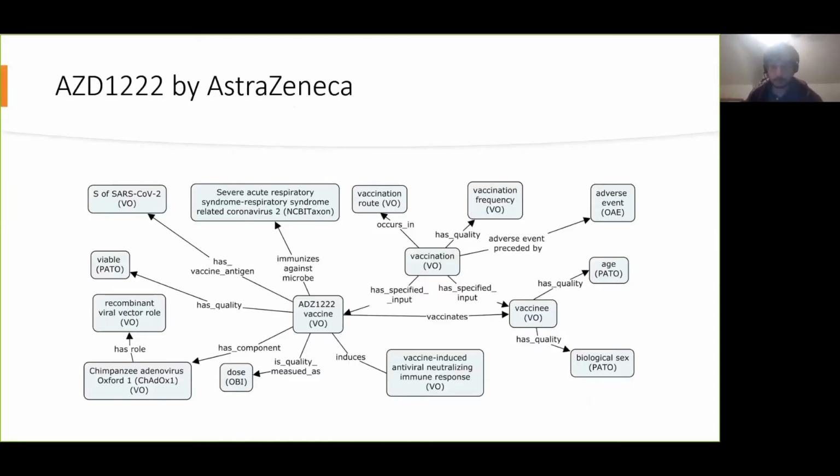Here we have a representation within the ontology of ACT1222. You can see that we have relationships with the vaccine that explain the microbe that it immunizes against, its vaccine antigen, its components, which we use to determine what kind of role the vaccine will have, in addition to what kind of immune response. Since we are also interested in both the actual vaccination and in the vaccinee, we have relationships which describe the frequency and the vaccination route, in addition to qualities like age or biological sex that we use to describe the individual being vaccinated. Okay, back to you, Asiyah.